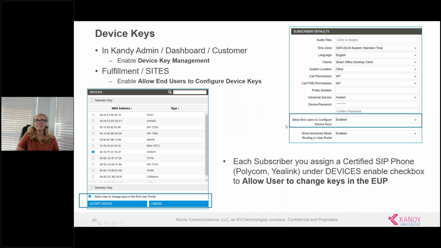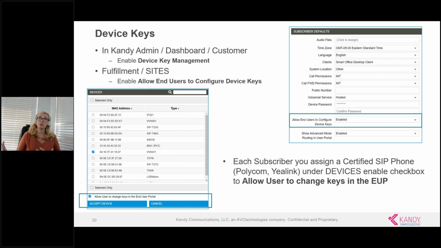All right, let's talk about device keys. Device keys are pretty cool if they're set up in the end user web portal. The way you do that is, first of all, as you build the customer and you provision that customer, you would want to enable device key management. And then under fulfillment sites, at the site level, you do have to check the box to say enabled, whether or not you want to allow those subscribers there to be able to have a picture of their phone and be able to manage their buttons in their end user portal.